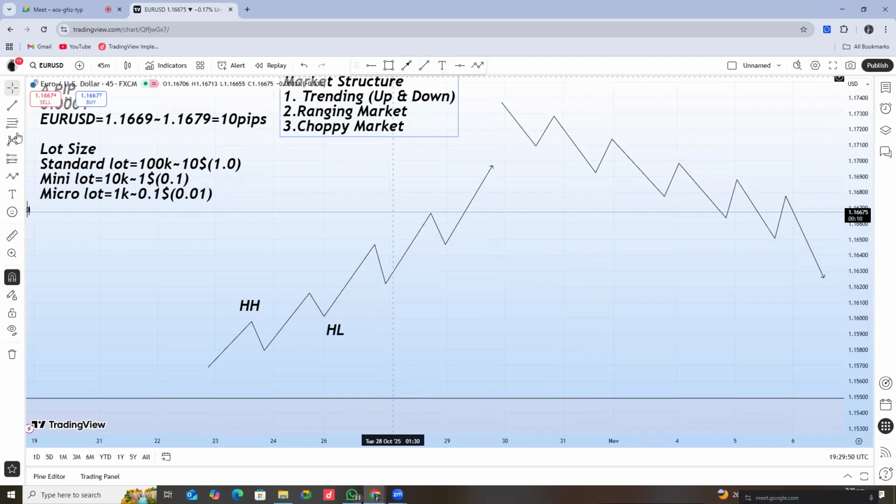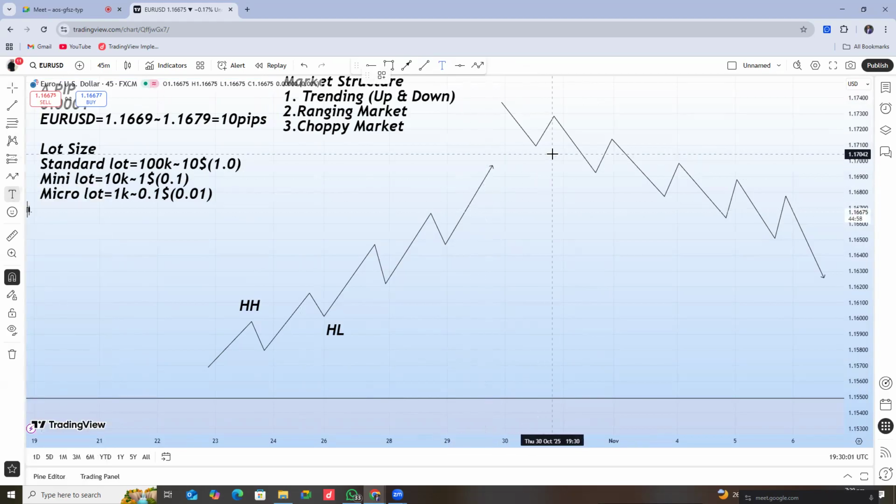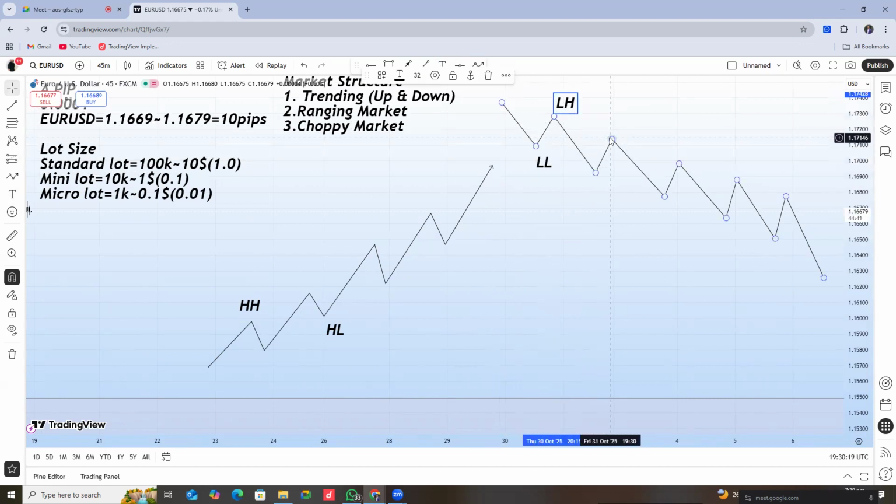Now, if the market is in a downtrend, it forms lower lows and lower highs. Okay. So when the market is in a downtrend, that's when it is dropping in value, it forms lower lows and lower highs, lower lows, lower highs, lower lows, lower highs, lower lows.